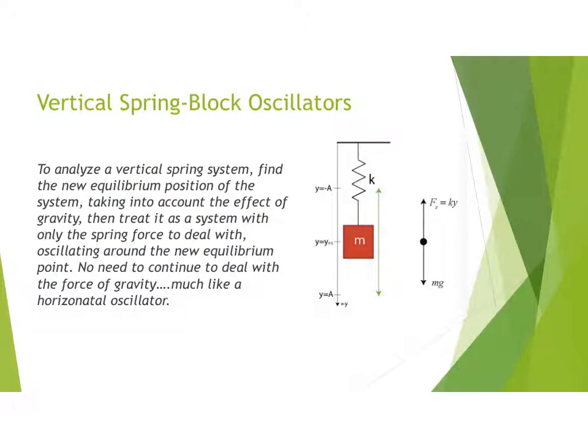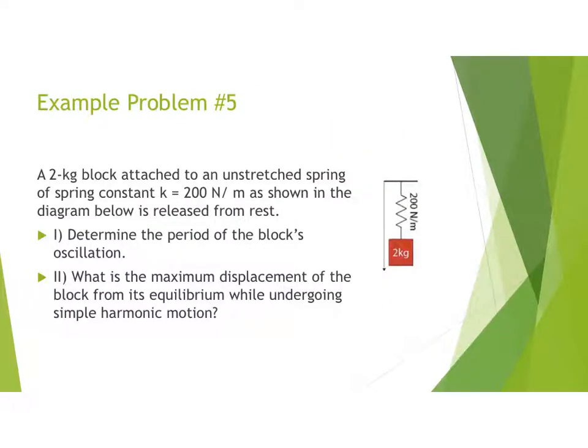So to analyze the vertical spring system, I find the new equilibrium position of the system, taking into account the gravity and the mass of the block that's being added. You don't have to continue to deal with the force of gravity. In fact, once you take that into account and adjust the equilibrium position, you treat it just like a horizontal oscillator. So we've seen problems like this before. Let's take a look at example problem number 5.